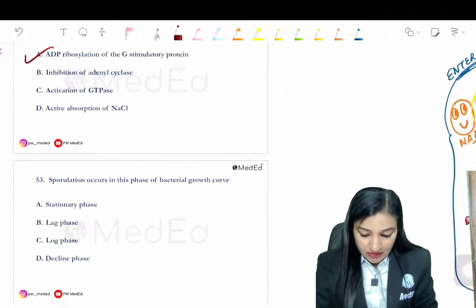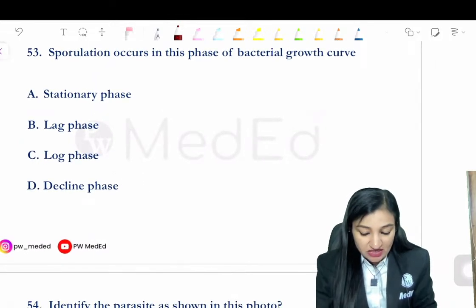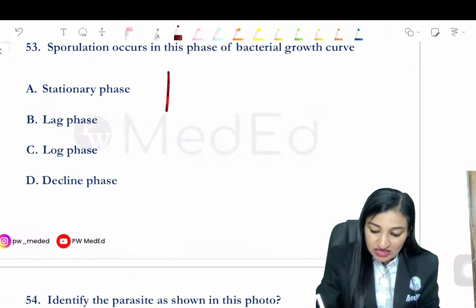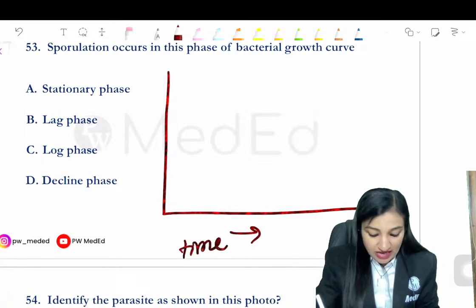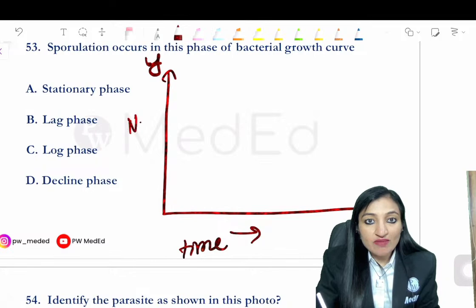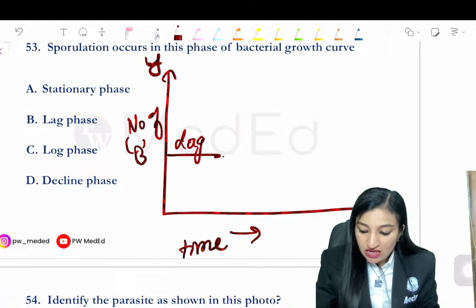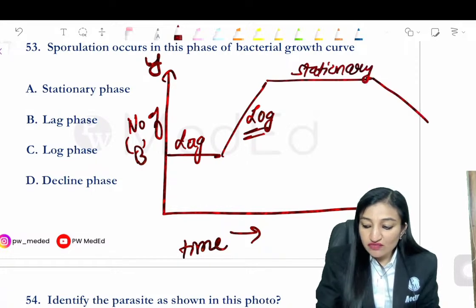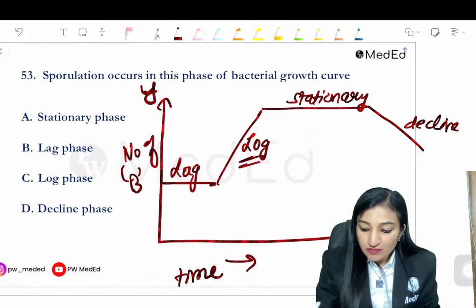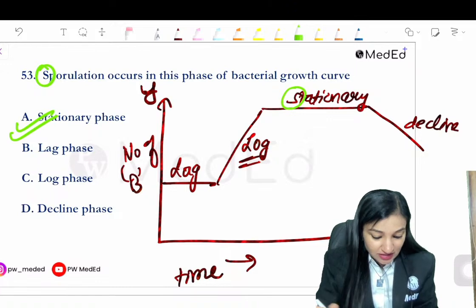Okay, next question. Sporulation occurs in which phase of the bacterial growth curve? Stationary phase, lag phase, log phase, or decline phase? These are the phases of the bacterial growth curve. The x-axis has time, and the y-axis has the log number of bacteria. We have the lag phase, then the log or exponential phase, the stationary phase, and the phase of decline. S for sporulation, S for stationary. So sporulation occurs in the stationary phase.